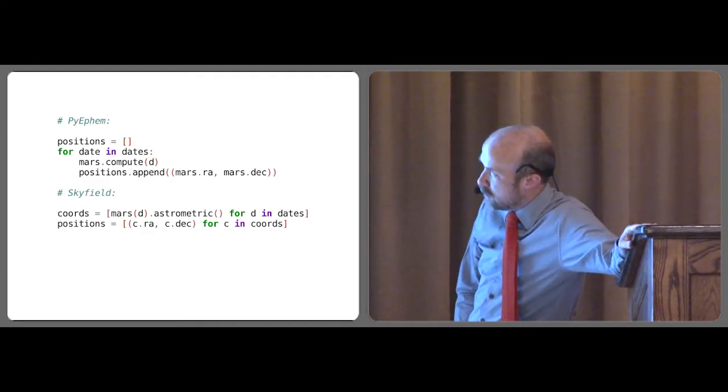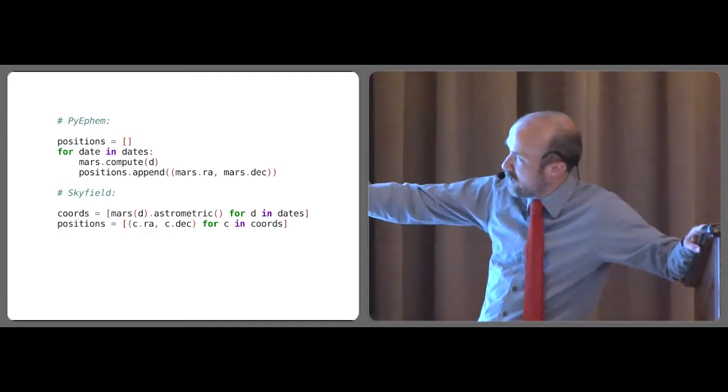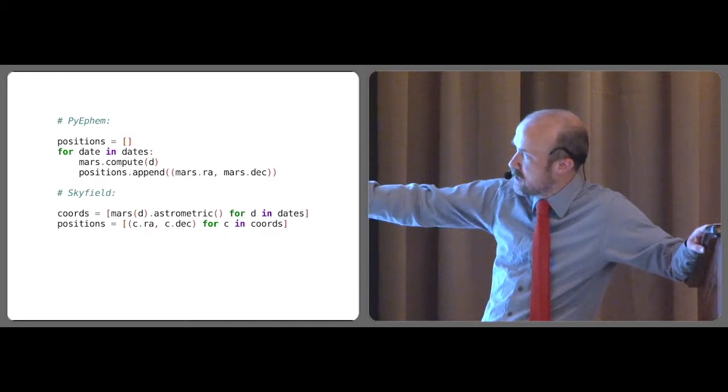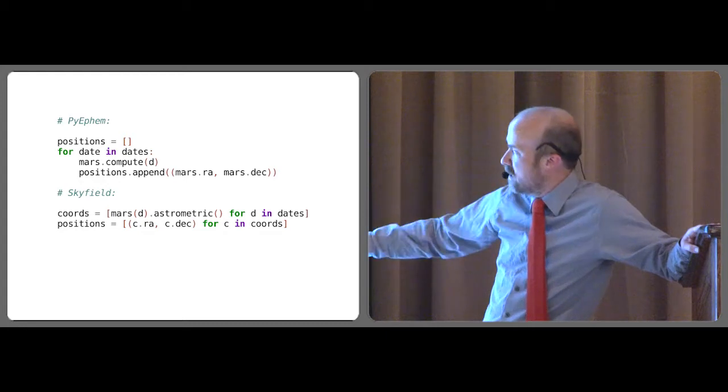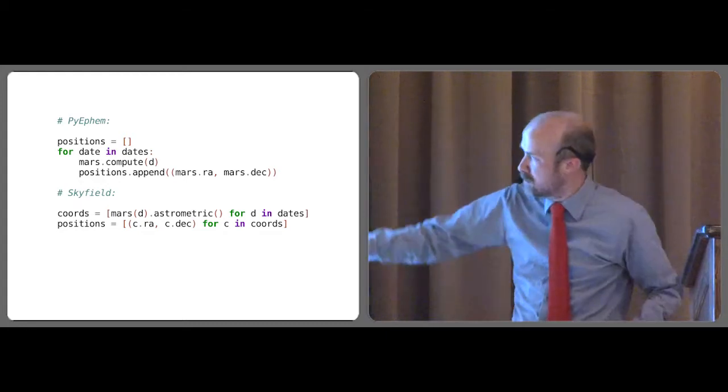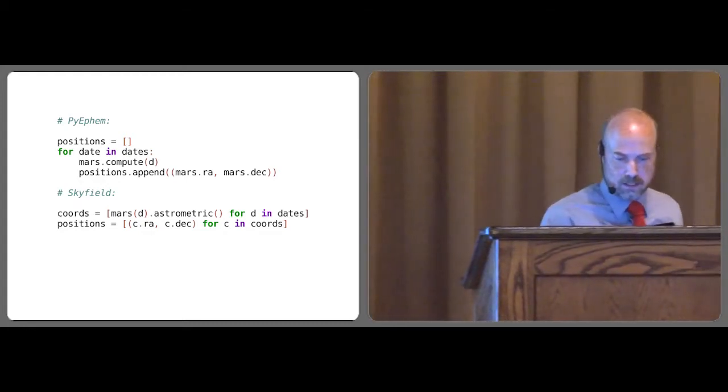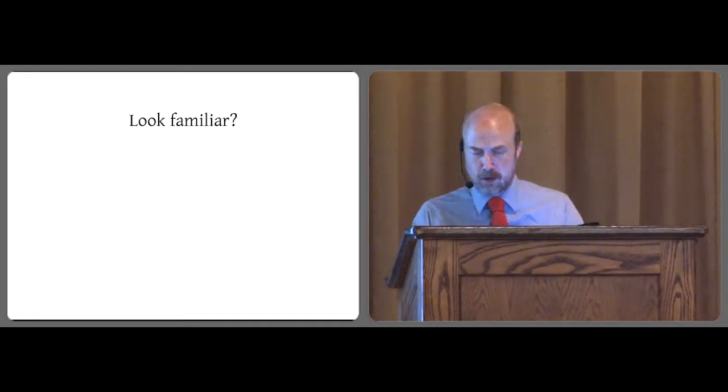And as you can see, my new library, because it doesn't write the attributes onto the Mars object, but pulls them off in a new position object, you can easily, if you have 100 dates, pull out 100 positions and look at their coordinates. Does this look familiar, by the way?